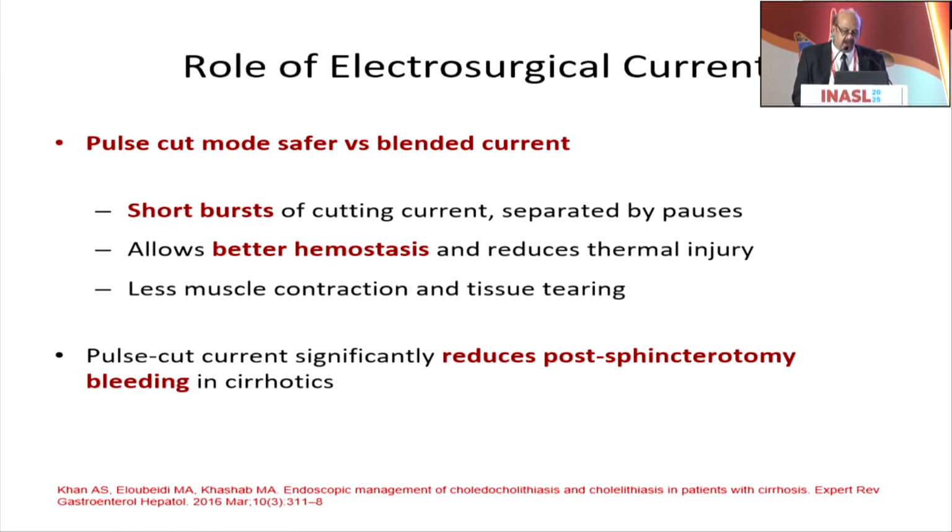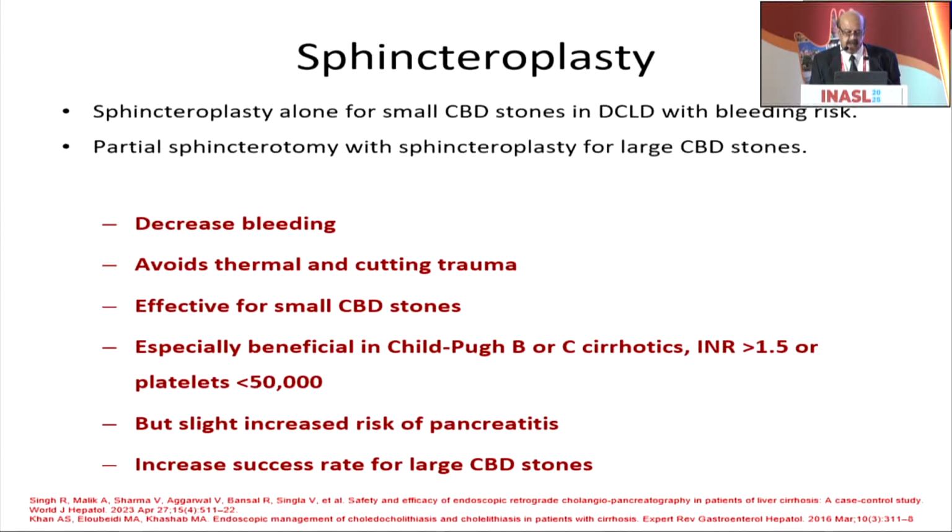As far as the electrosurgical current is concerned, it should be a pulse cut mode, and it should be given in short bursts, because it leads to better hemostasis in these patients. It reduces thermal injury, and less muscle contraction and tissue tearing is there with pulse cut mode. And pulse cut mode has shown a reduced risk of post-sphincterotomy bleeding in cirrhotics.